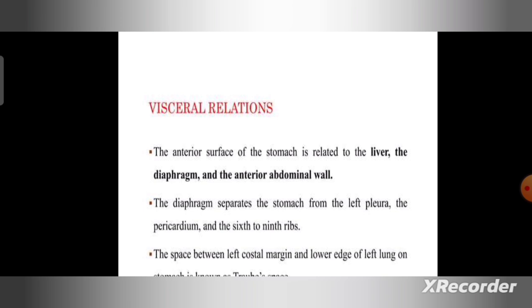Next are the visceral relationships. The anterior surface of the stomach is related to the liver, diaphragm and the anterior abdominal wall. The diaphragm separates the stomach from the left pleura, the pericardium and the 6th to 9th ribs. The space between the left costal margin and the lower edge of the left lung on the stomach is known as Traube's area.